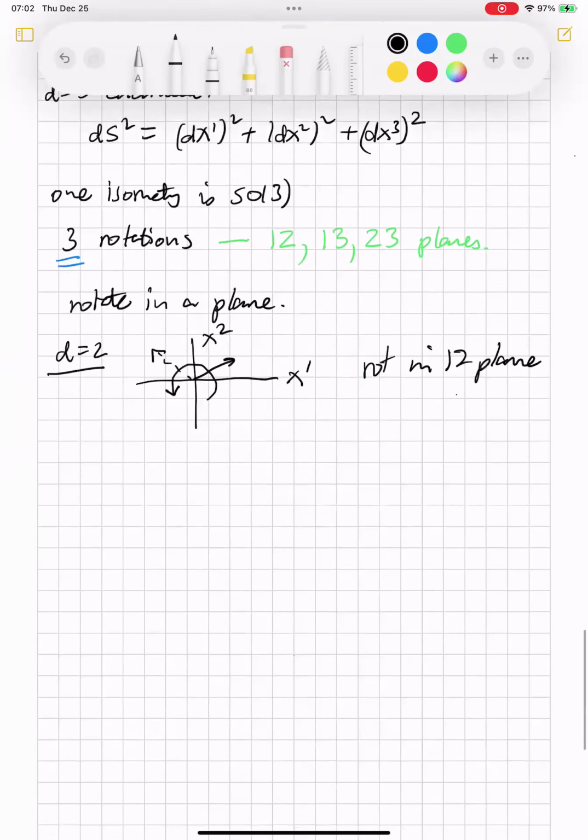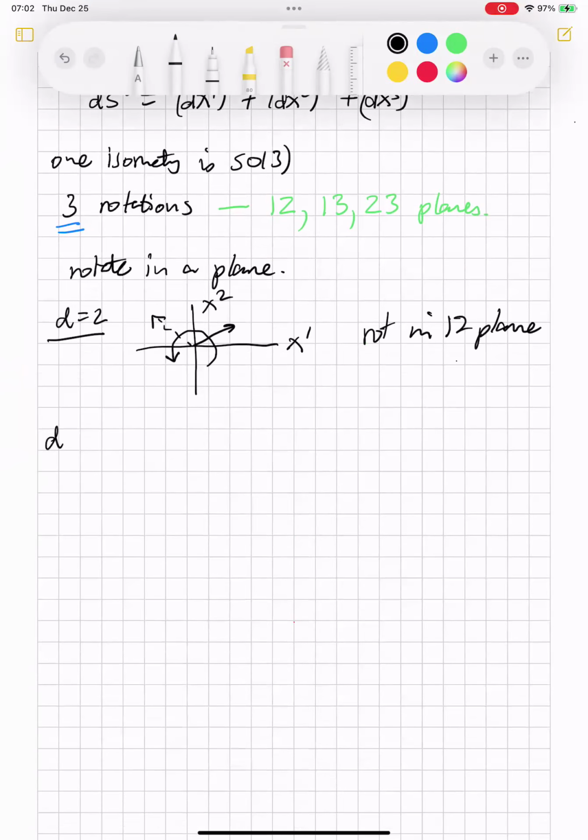Similarly, if we were to look at d equal to 4, we've got the 1-axis, the 2-axis, the 3-axis, and the 4-axis. If we want to count how many rotations there are, we count the number of planes. There's the 1-2 plane, the 1-3 plane, the 1-4 plane, the 2-3 plane, the 2-4 plane, and the 3-4 plane. You can see there's a total of 6 planes, so there's a total of 6 rotations.